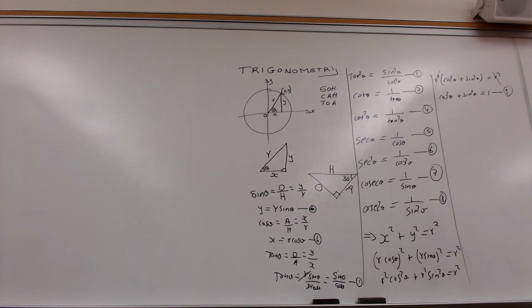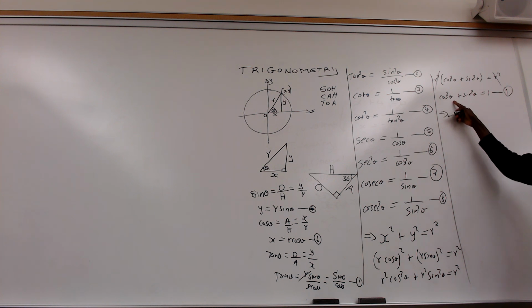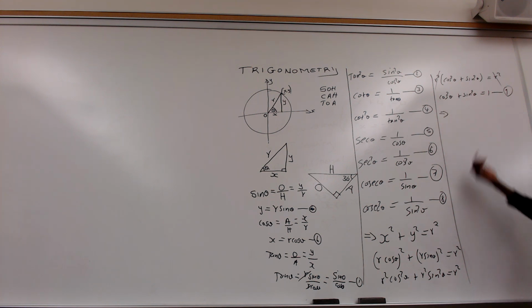Having these identities, the next point is that we can further derive similar identities. Let's say we divide both sides by cos square theta, or divide both sides by sine square theta, to see what else we are going to have.